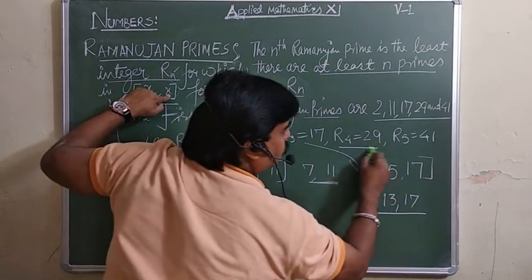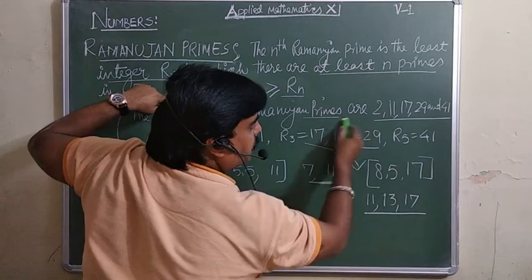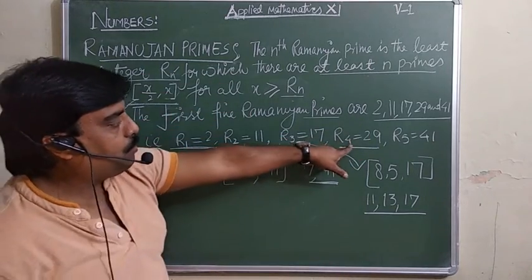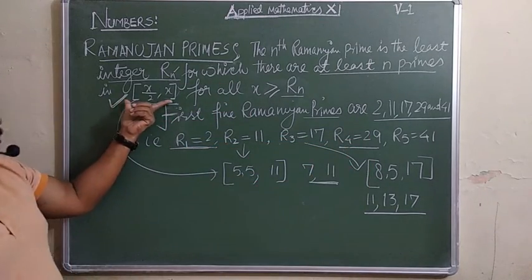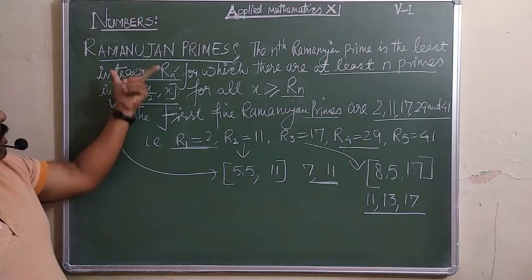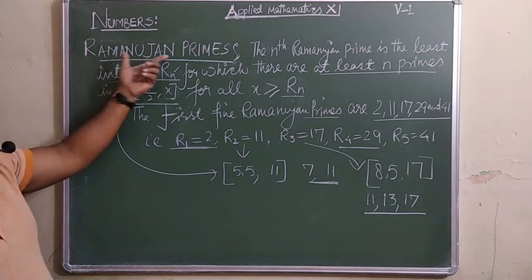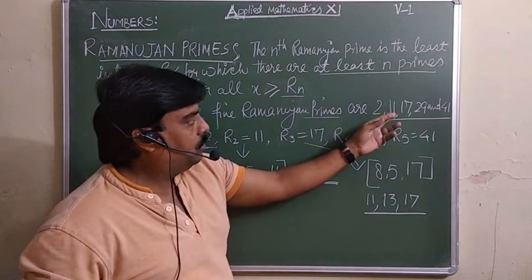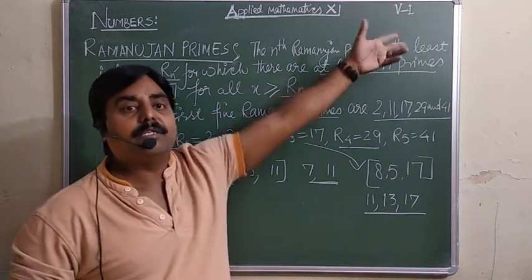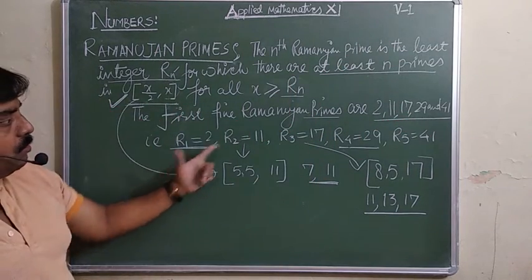Similarly for the fourth Ramanujan prime number, there should be at least 4 prime numbers which satisfy this closed interval. So the Ramanujan prime numbers are 2, 11, the first 5 and so on. Likewise, other numbers can also be found. Have a look.